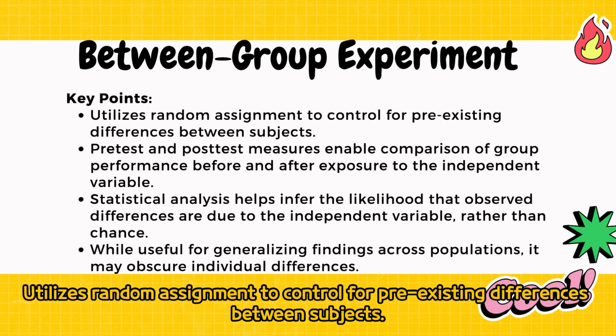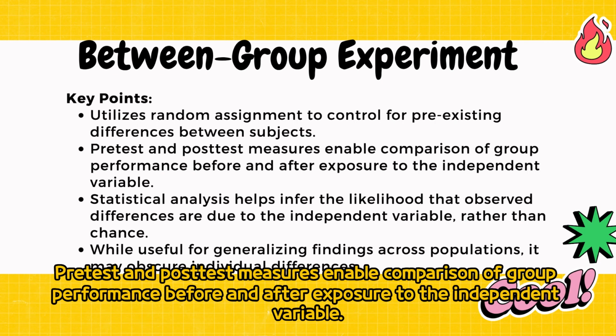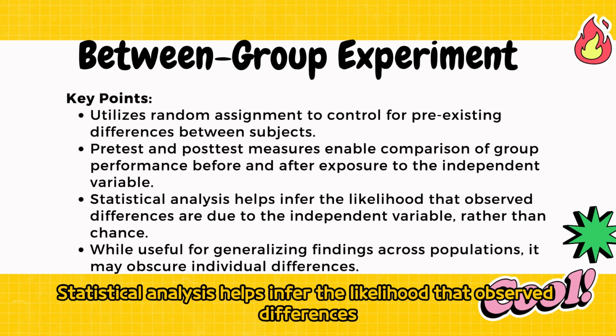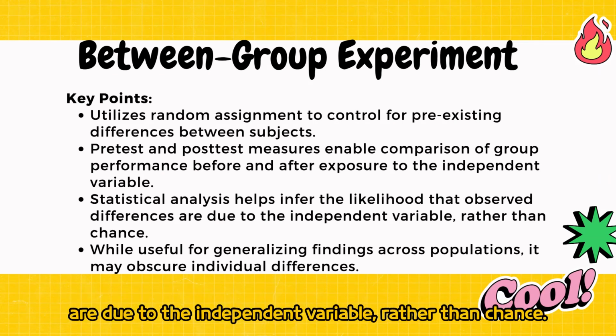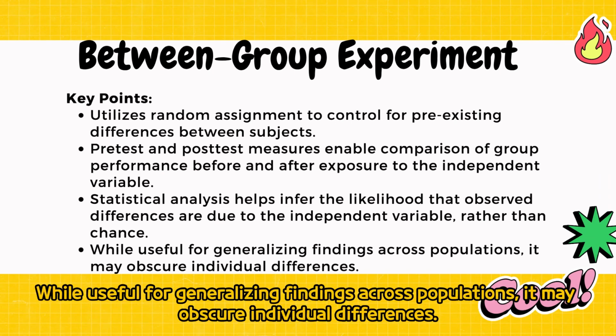Key points: utilizes random assignment to control for pre-existing differences between subjects. Pre-test and post-test measures enable comparison of group performance before and after exposure to the independent variable. Statistical analysis helps infer the likelihood that observed differences are due to the independent variable rather than chance. While useful for generalizing findings across populations, it may obscure individual differences.